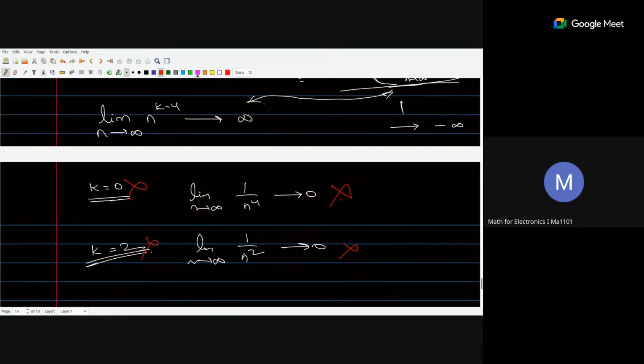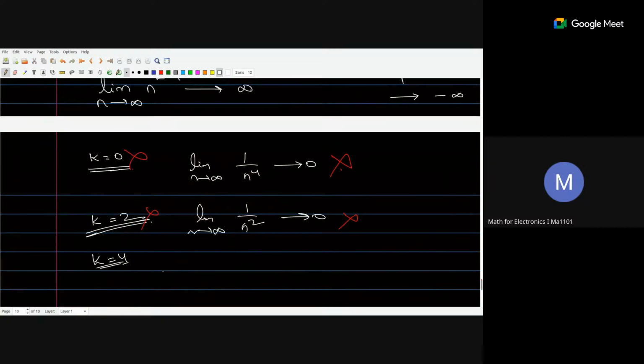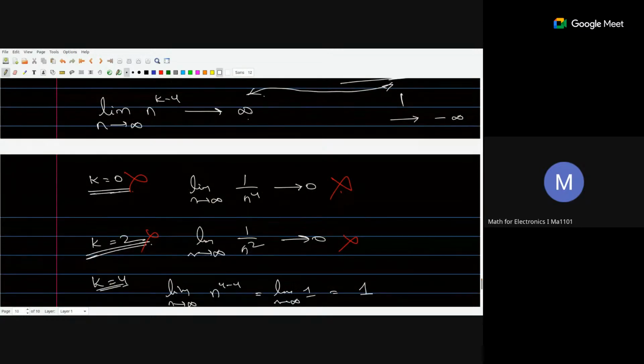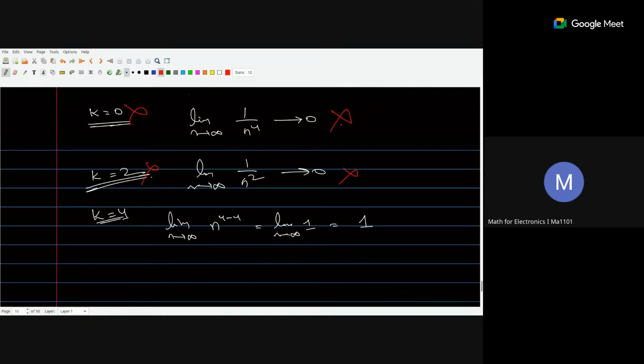Now if I take k equals 4, the limit as n tends to infinity gives n power 0, which is 1, so this goes to 1. But where should my limit go? It should go to infinity. So this is also not correct, and k equals 4 is also not good.